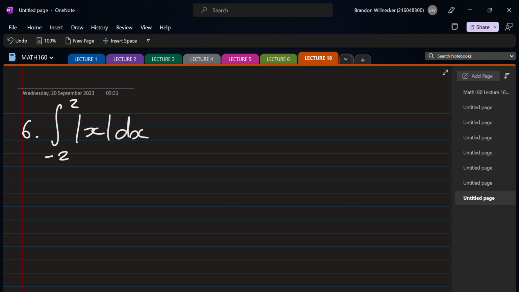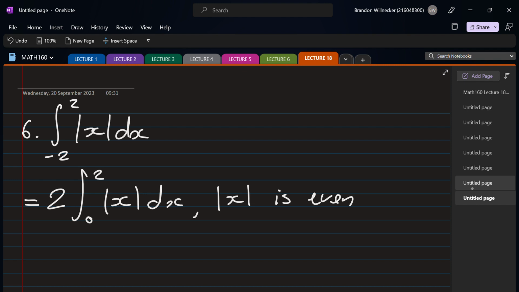So let's check. The absolute value of x. If we put in minus x, that just gives us the absolute value of x, which means the absolute value of minus x is equal to the absolute value of x, which makes it even. If it's even, we can replace this with twice the integral from 0 to 2. So this is going to be twice the integral from 0 to 2 of the absolute value of x dx, since the absolute value of x is even. You can do a little bit of working on the side to check that if you want.